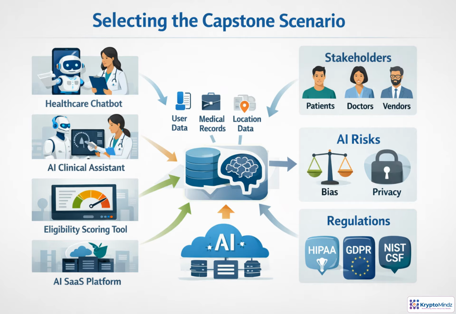Choose a Capstone scenario that is specific enough to test real compliance judgment. A healthcare chatbot, clinical assistant, eligibility scoring tool, or AI SaaS platform can all work, as long as the workflow is clear. Look for meaningful data flows, real stakeholders, vendor involvement, and AI risks, such as bias, privacy, or unsafe recommendations. Avoid vague ideas like an AI healthcare platform. A stronger scenario gives you enough detail to map HIPAA, GDPR, NIST CSF 2.0, governance controls, and supporting evidence.